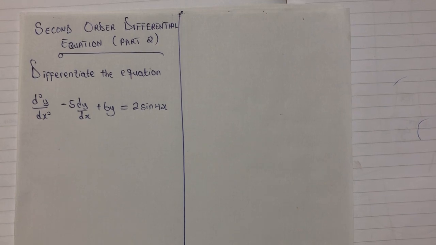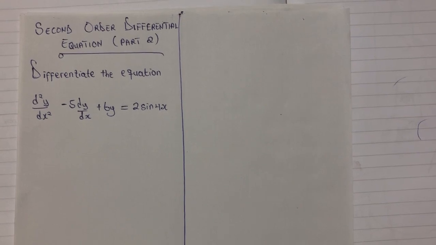So in this example, we have d squared y over dx squared minus 5 dy/dx plus 6y equals 2 sine 4x. This will be a little complex, so I will need you to cooperate with me, and I hope by the end of this video you will get the understanding you are looking for.